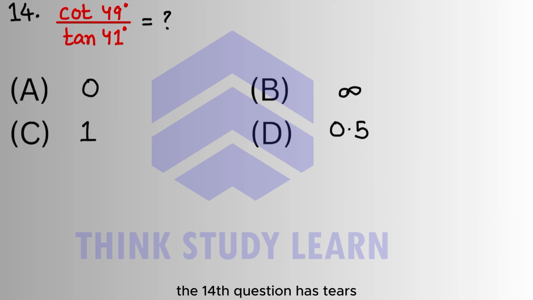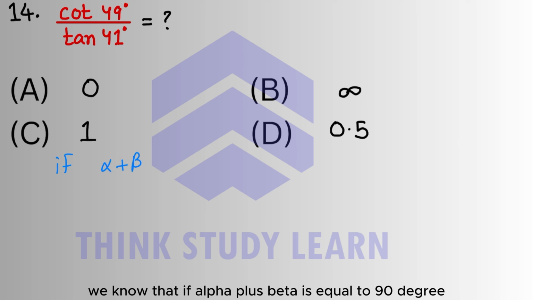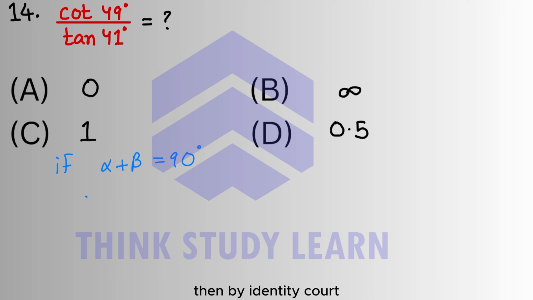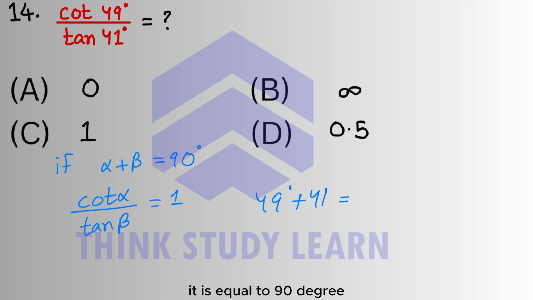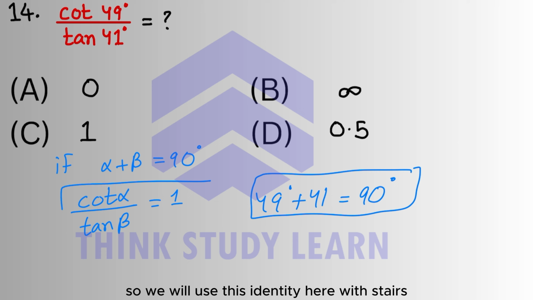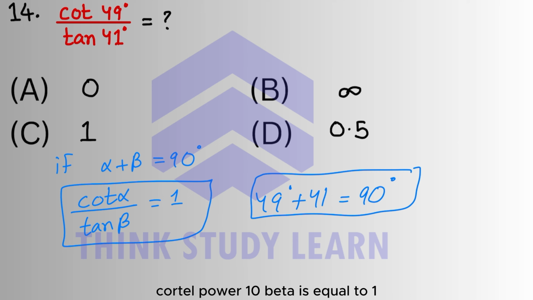The 14th question here states, find out the value of cot 49 degree over tan 41 degree. So we know that if alpha plus beta is equal to 90 degree, then by identity cot alpha over tan beta is equal to 1. So here we will sum up the angles. If we sum up the angles 49 plus 41, it is equal to 90 degree. So we will use this identity here, which states cot alpha over tan beta is equal to 1. So C option is the required answer.